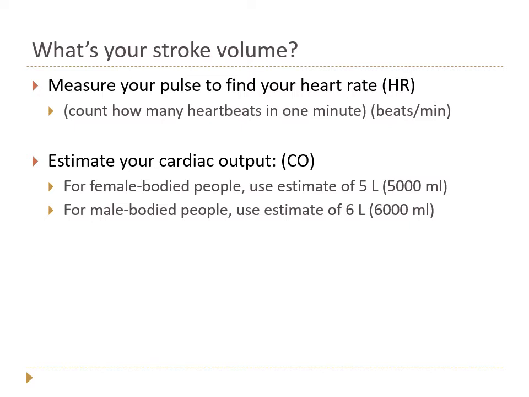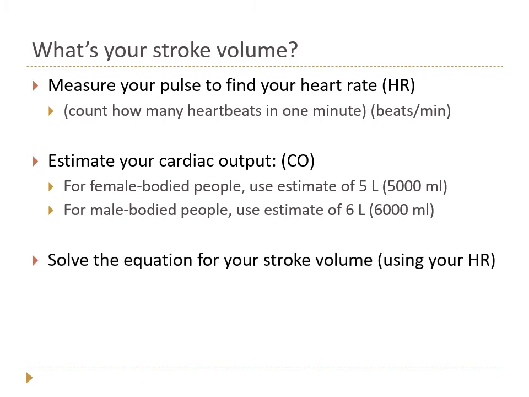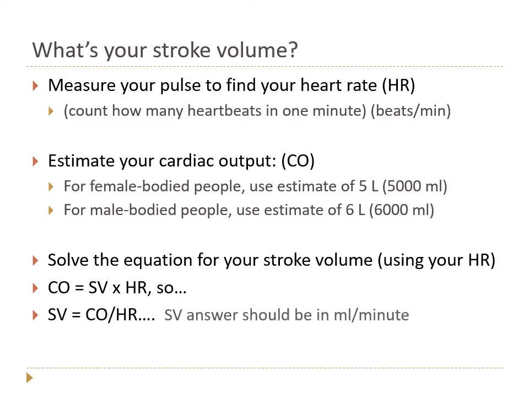So now how are we going to calculate our stroke volume? Well, some simple algebra, right? If cardiac output equals stroke volume times heart rate, we're going to solve for stroke volume. So you're going to take that cardiac output of either 5,000 or 6,000 and divide by your heart rate. And that should give you an answer in milliliters. I'm sorry, I wrote milliliters per minute, I have to cross that out, it should be just milliliters.